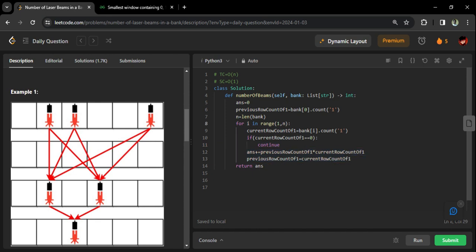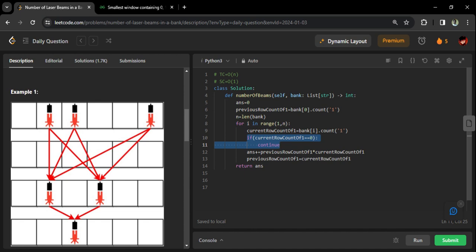Then i will become 2. So for 2, we are talking about this row, right? For 2, I'm again counting the number of ones there. So how many ones are in the ith row? It's basically 2. That will be stored in current row count of 1. So this condition will not be true for row number 2.